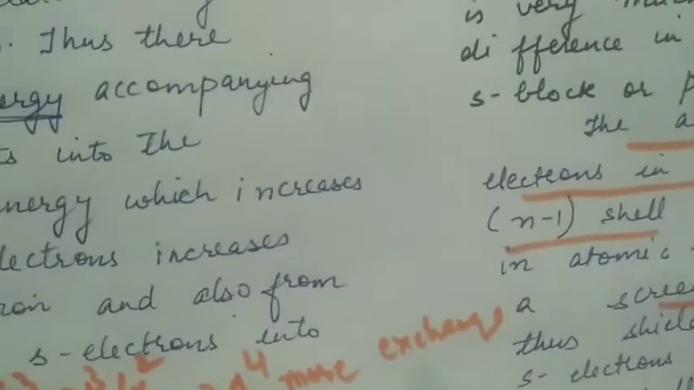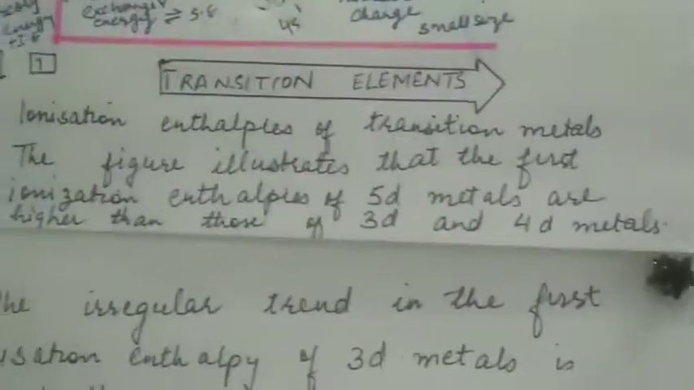For example, for vanadium, which is 23, the electron configuration is argon 18, 4s2 3d3. Now removal of one electron will result in 3d3 4s1. This 4s1 electron will also get transferred to 3d, so there are 4 electrons now. There will be more exchanges, and as a result more exchange energy is released, which will compensate for the ionization enthalpy, and the ionization enthalpy value decreases from titanium to vanadium.